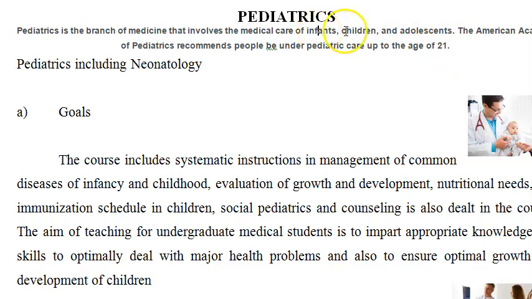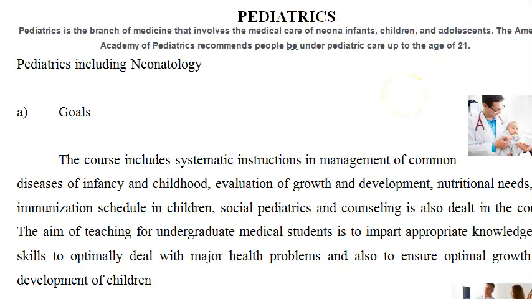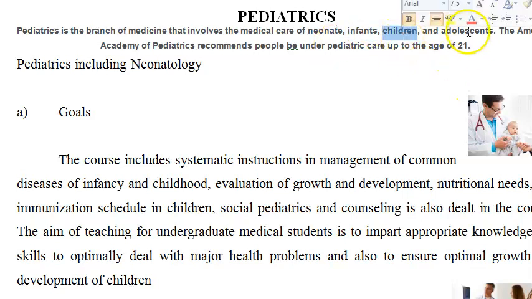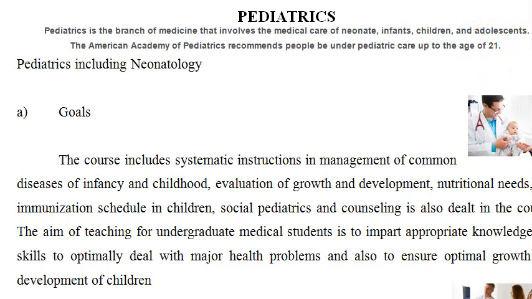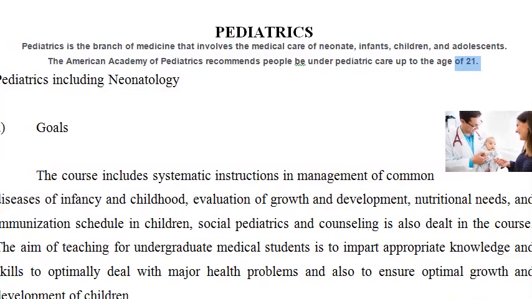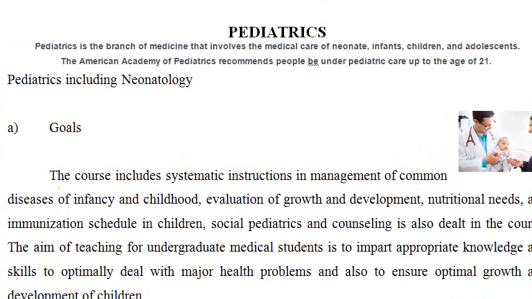See, it is not just children. It's neonates, infants, children, adolescents, because neonate is from birth to 28 days, then infant is the first year of life, then children, then adolescent. Adolescent age is kind of variable. You can say up till 19, etc. The American Academy of Pediatrics recommends people under pediatric care up to the age of 21. Whoops, that's really too much, isn't it? So the upper age is always variable, but the lower age is fixed. So where were we?